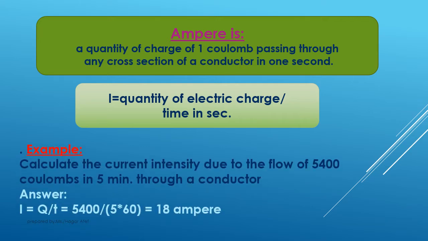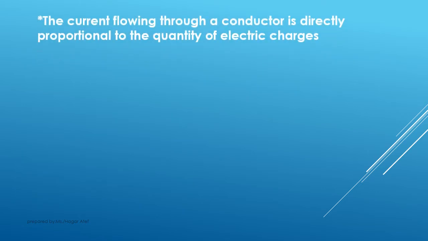For example, calculate the current intensity due to the flow of 5,400 coulombs in 5 minutes through a conductor. Answer: I equals Q over T, quantity of electric charge divided by time, equals 5,400 coulomb divided by 5 times 60 seconds, equals 18 ampere. The current flowing through a conductor is directly proportional to the quantity of electric charge.